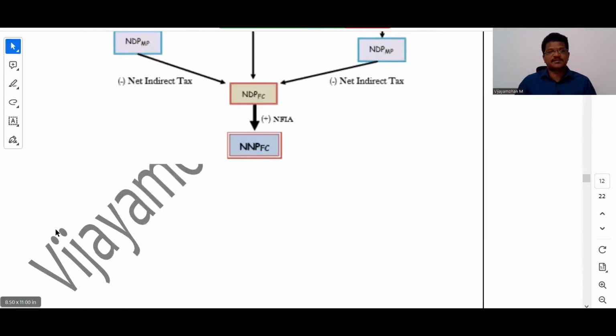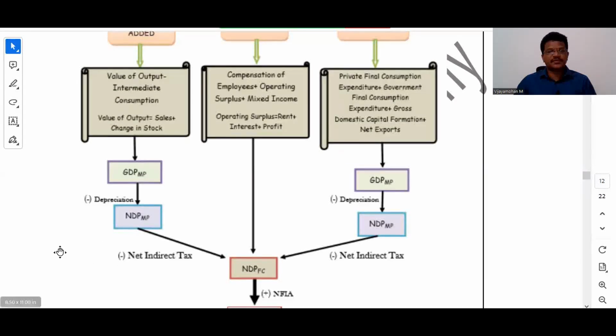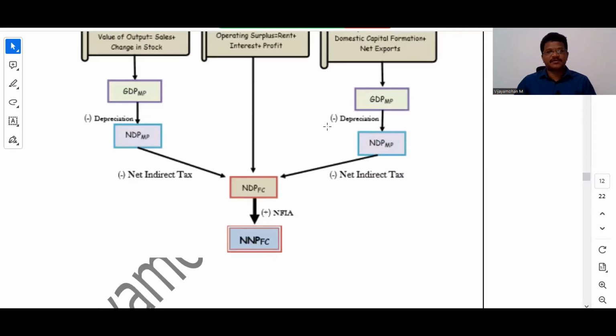Sorry, net domestic product at factor cost, because here we are calculating the factor incomes directly. So we will get net domestic product at factor cost. And if you include the net factor income from abroad in net domestic product at factor cost, we will get national income, that is net national product at factor cost, which is nothing but national income, right?